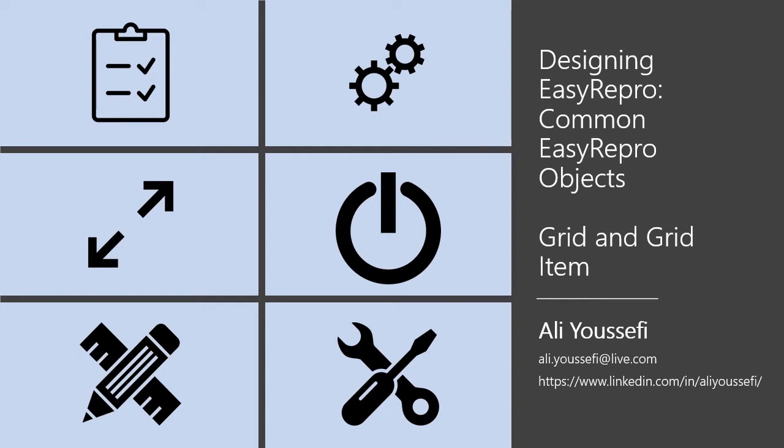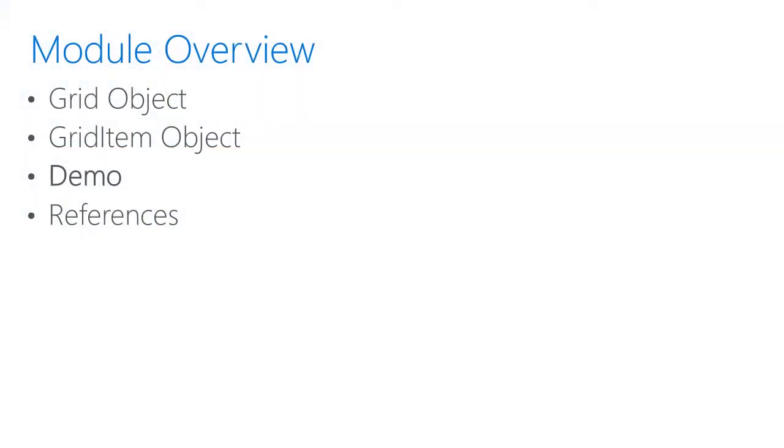In this edition of Designing EasyRepro, we will look at the grid and grid item objects. For the overview, we're going to cover the grid properties, the grid item properties, an example of the usage. We'll perform a demo and finally leave with some references.